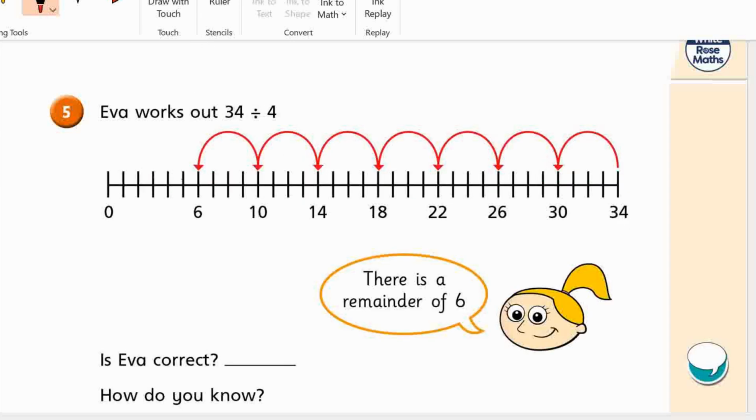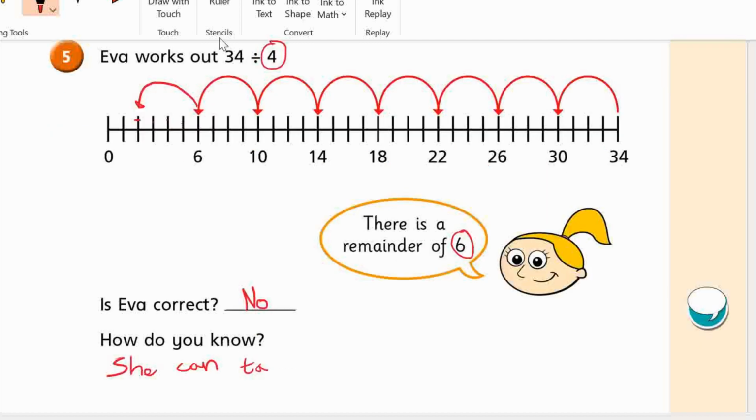Okay, Eva works out 34 divided by 4. That's what she's working out. And she says there is a remainder of 6. Is Eva correct? So Eva is not correct, so you'd write no here. Because you can see here, she can do another 4. 1, 2, 3, 4. There's a lot of space there. And as I mentioned, sorry if I'm repeating myself, but it's good to have that repetition. The number that you're dividing by, the remainder cannot be larger than the number you're dividing by.